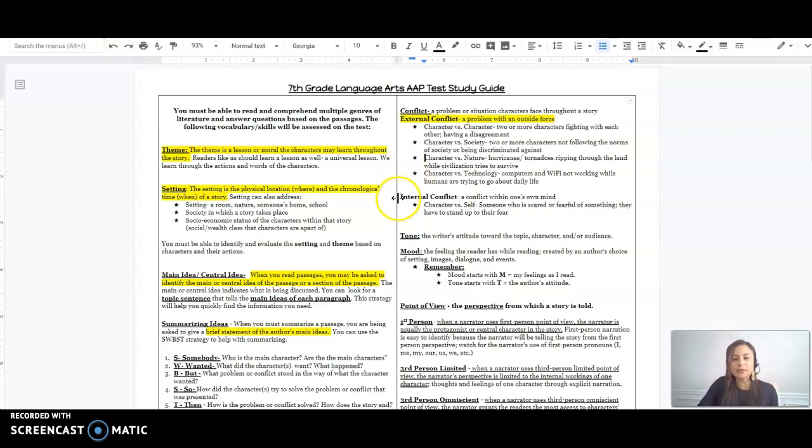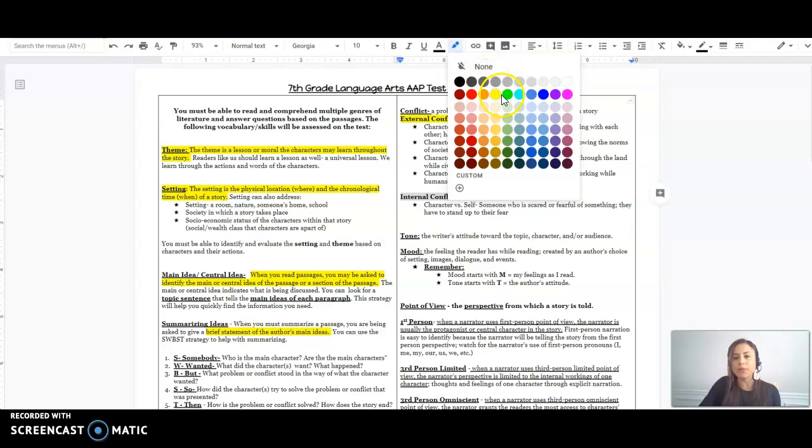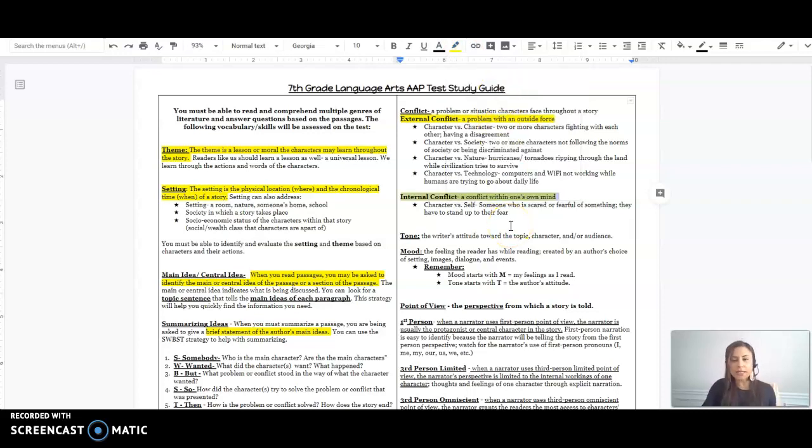Another type of conflict is internal conflict. And that is a conflict within a character's own mind. Usually feelings are internal conflicts such as jealousy or hate. So just keep an eye out for that as you're reading through passages. And sometimes conflicts help the plot move forward. So if a conflict or problem happens, that may be a significant event in the story because the conflict is then something that has to be resolved.